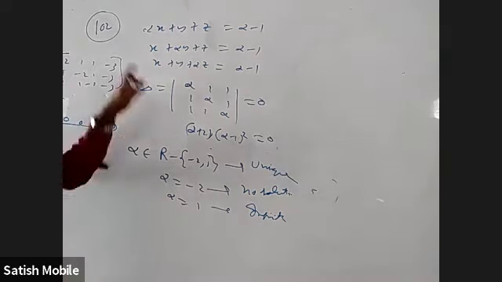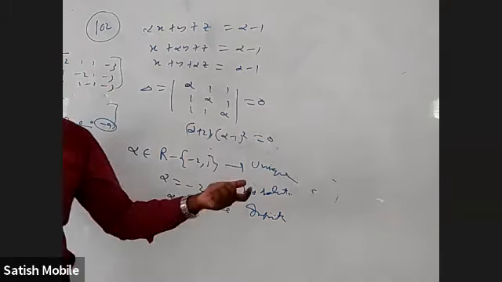When you put alpha equal to 1, all are the same. They are not 3 different planes. They are only one plane, and every point in that plane is a solution. That's infinite. That's it, done.